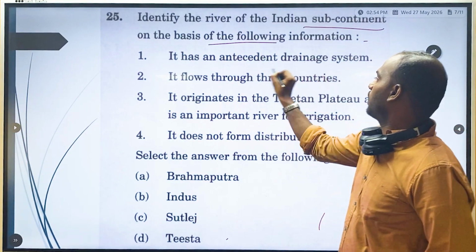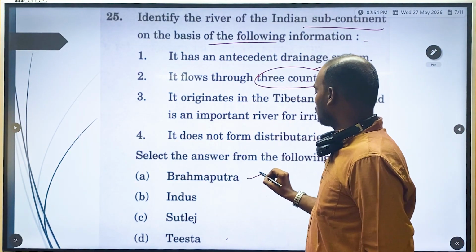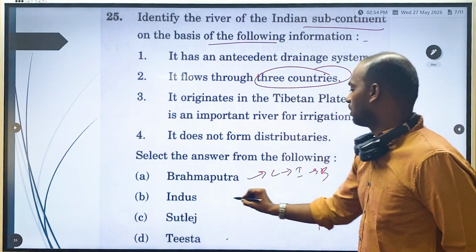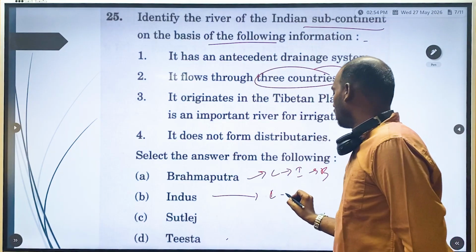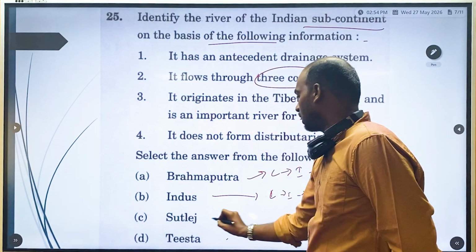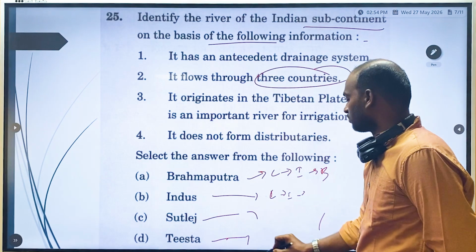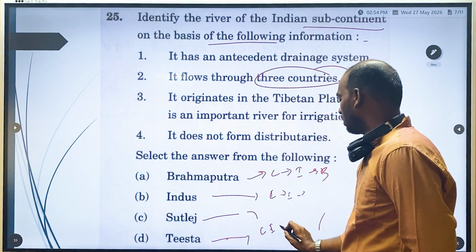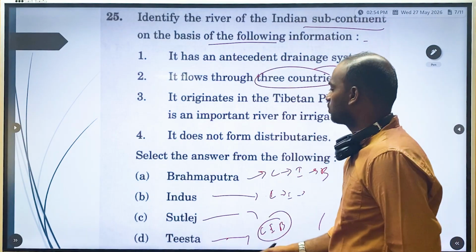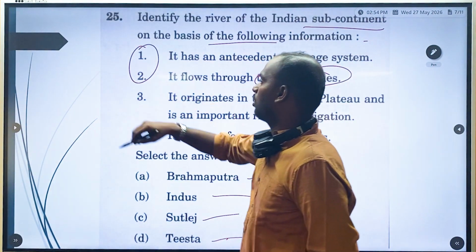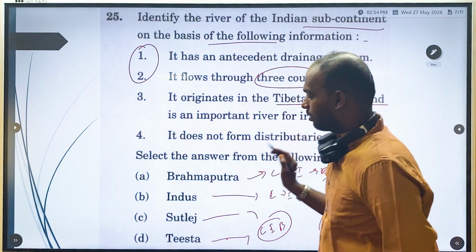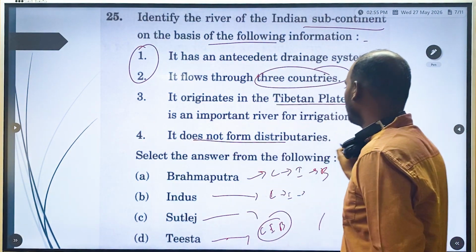It flows through three countries: Brahmaputra, China, India, Bangladesh. Indus, China, India, Pakistan. Satluj, same. Teesta, China, India, Bangladesh. So statement 2 is also not so useful. It originates in the Tibetan plateau. Again, no use.